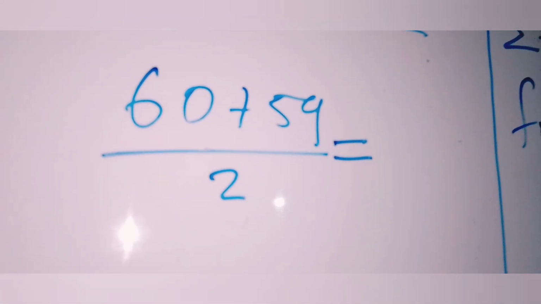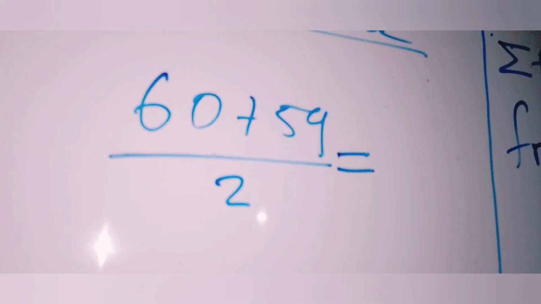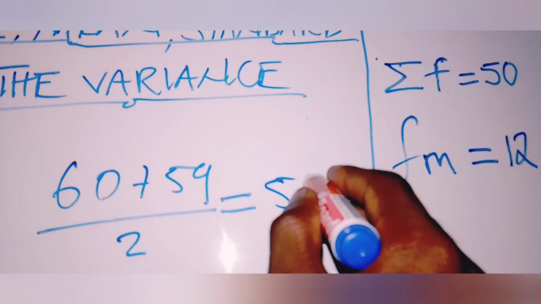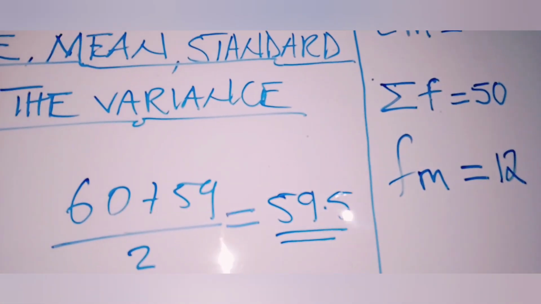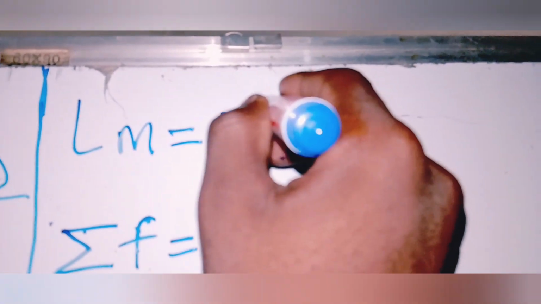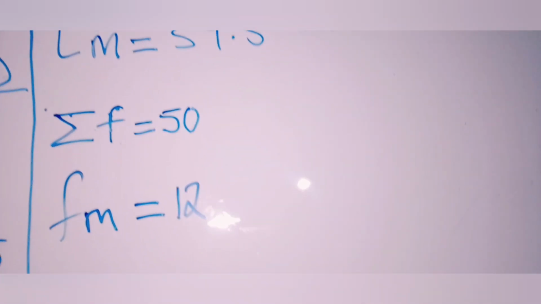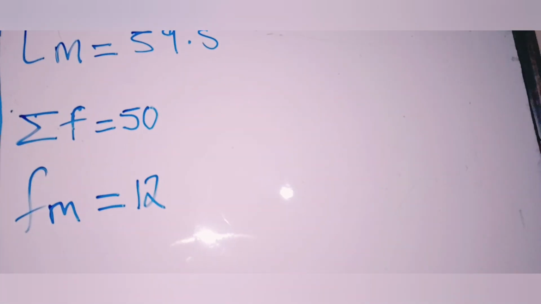My calculator is giving me 59.5. Okay, so it is giving me 59.5 as my LM. So where is LM, I'm going to put 59.5. Okay, so it's like we have solved that.